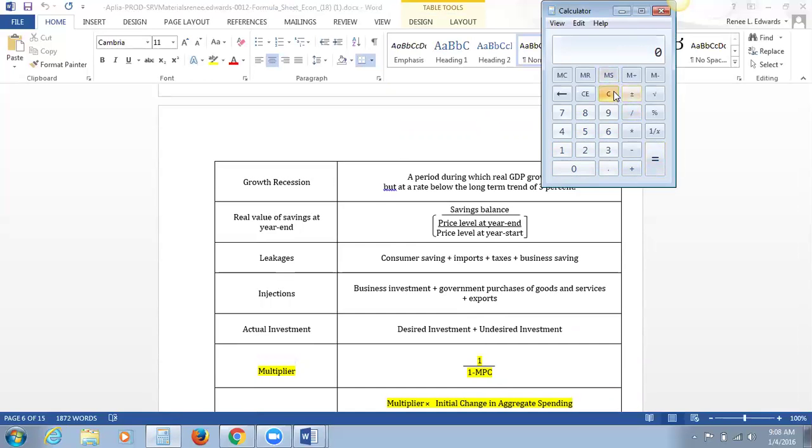All right, so I have 1 divided by 1 minus 0.6, which is 0.4. So let's divide 1 by 0.4, which tells me that my multiplier is 2.5. What that means is for every dollar increase in investment or government spending, or even exports, I can expect the aggregate demand curve to actually shift over by 2.5.